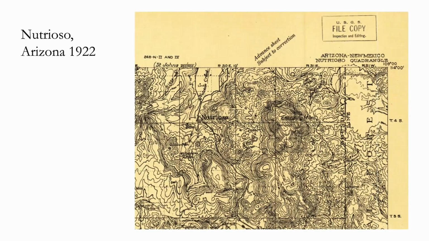And now here's another example of some more cemetery issues. This is the Arizona, New Mexico Nutrioso quadrangle. It says that because this town, Nutrioso, is only about 10 miles from the New Mexico line. So this map actually shows a portion of New Mexico and Arizona, and there's the boundary line between the two states. This map is very hard to read because of the way it was printed.